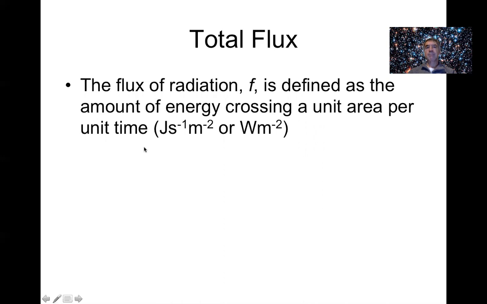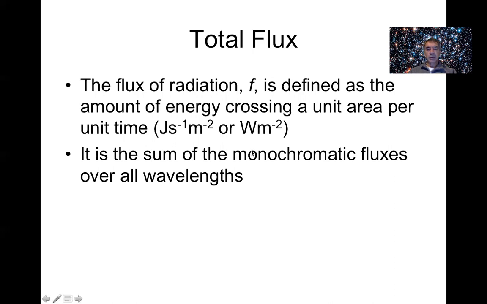And obviously, the type of energy we're talking about here is always the energy in the radiation itself. So this has simpler units. It's the amount of energy per unit time per unit area. So that's joules per second per square meter. Or again, if you want to put watts in here, it's just watts per square meter. So that would be the units of total flux.